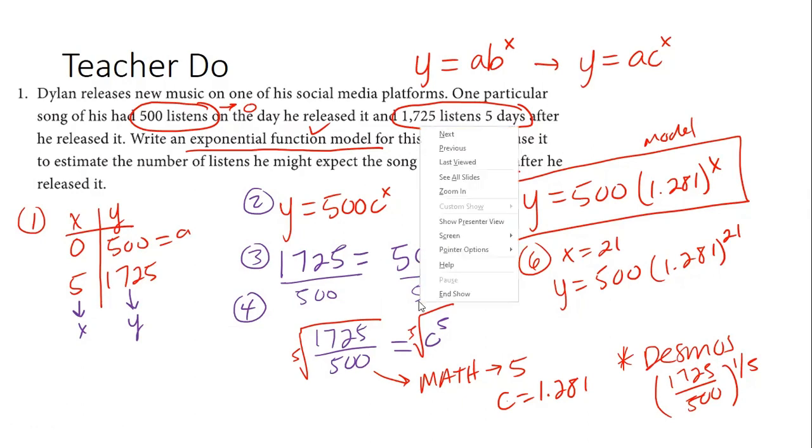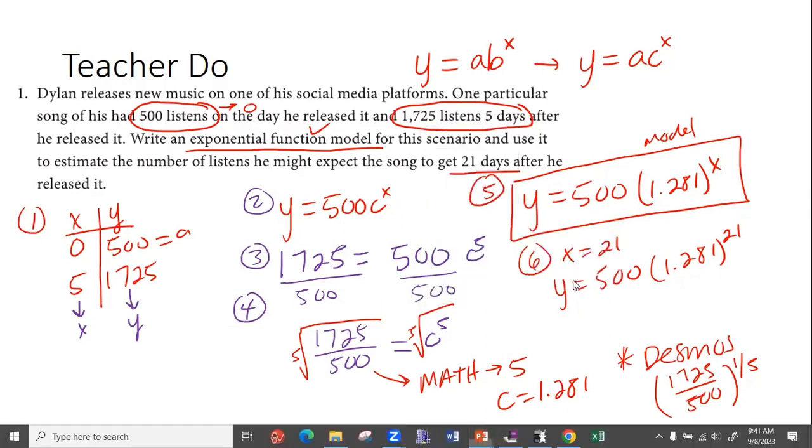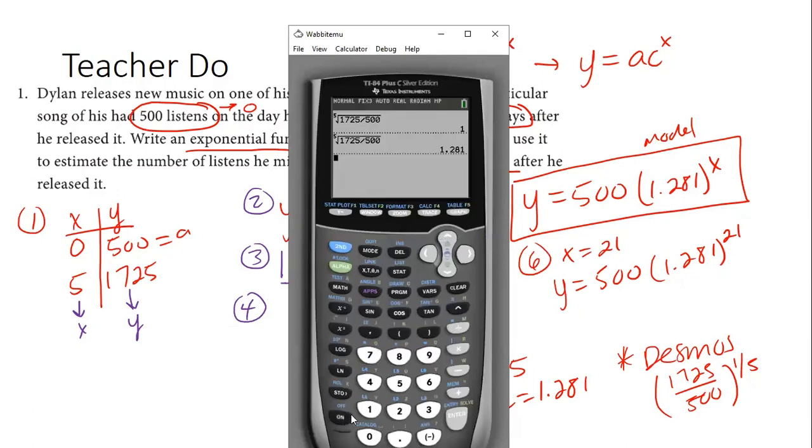A lot of views, a lot of listens, right? So if you need to see it modeled, all we did was type in 500 times 1.281 to the 21 power. And we get 90,677. You wouldn't round, right? I mean, it would just be like the whole. You could round up. Yeah. So it'd be 90,678 listens. He's blowing up, y'all.